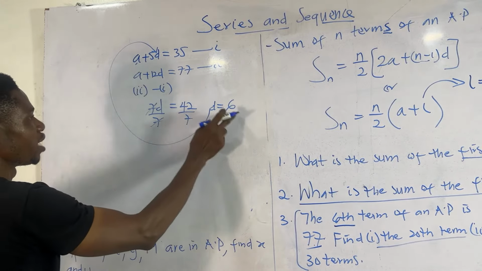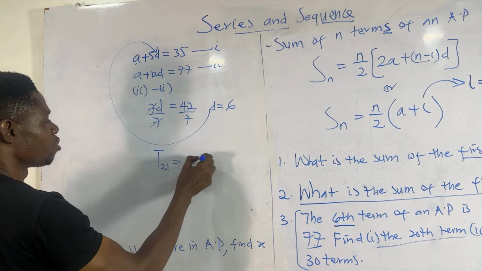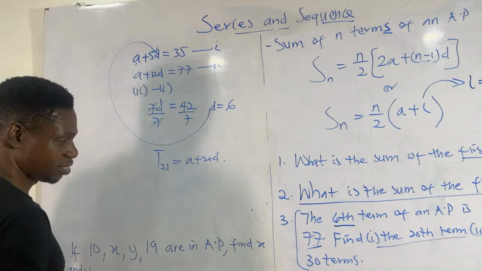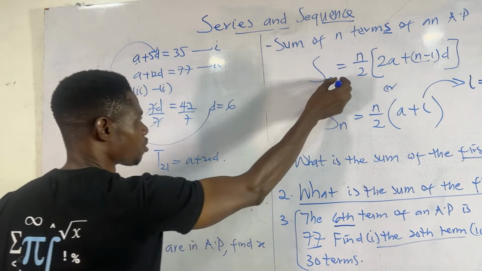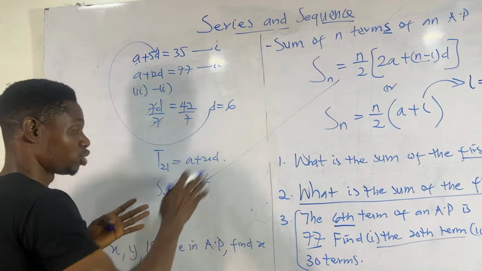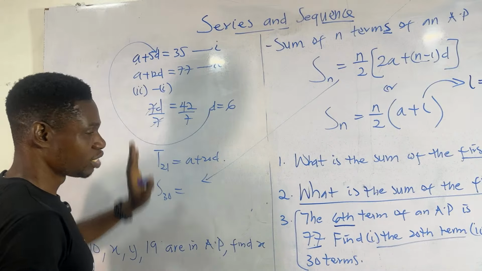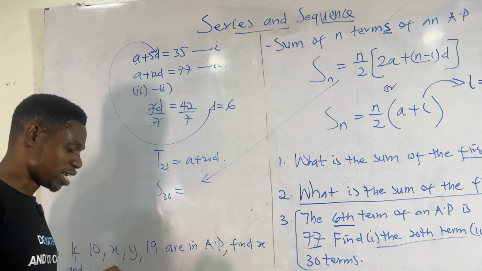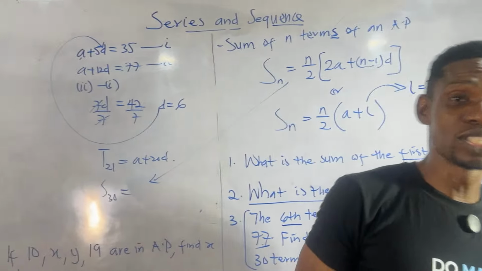Once you have your a and d, you can find the first one. T21 is a plus 20d, right? And S30 equals, just pick this formula in and input your values. Your n is 30, your a is from here, and your d is from here. If you do all of this, you get your answer. So I'll still be there watching for your answers.